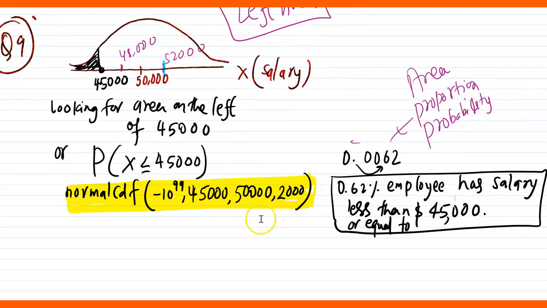In other words, if you change it to a percentage, this is going to be 0.62%, right? In other words, 0.62% of employees have a salary less than or equal to 45,000, okay? That means almost 1%, or let's say 1%. If you round it up to the whole number, you get 1%, right? 1% of people have a salary less than or equal to 45,000. That's what it's called.